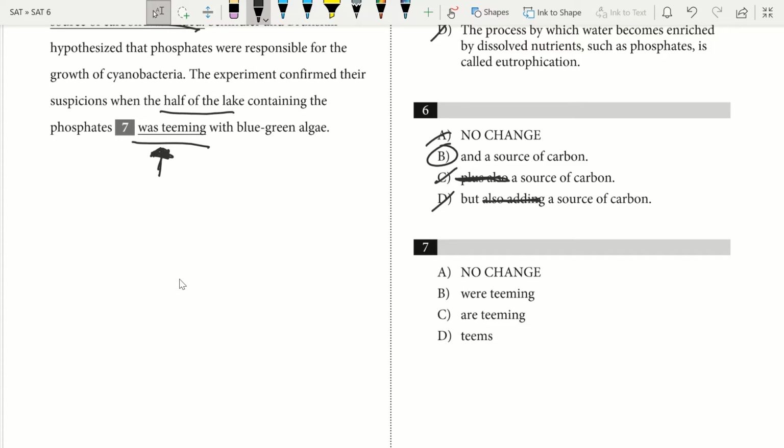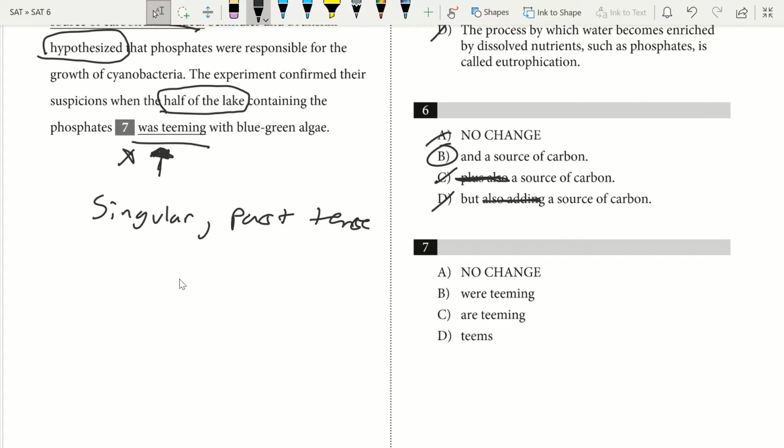So I have my subject, half of the lake, containing the phosphates was teeming. Well, I know half of the lake is singular, so I know my verb here has to be singular. It's non-possessive, right? And it also has to be past tense, right? Because we're talking past tense throughout our whole paragraph. We have "hypothesized," so that's past tense, so I know it has to be a singular past tense verb. Alright, so what's my singular past tense verb? It is "was teeming," right? That's singular and past tense, so I know A will be my answer.